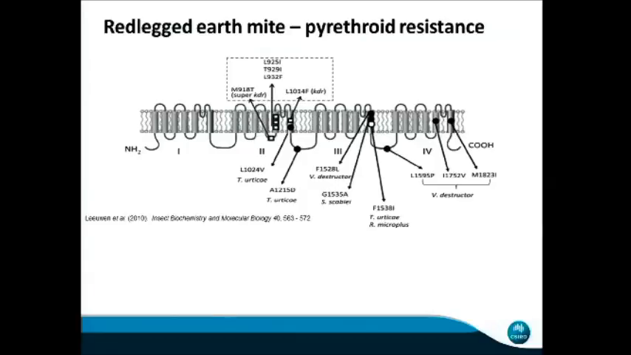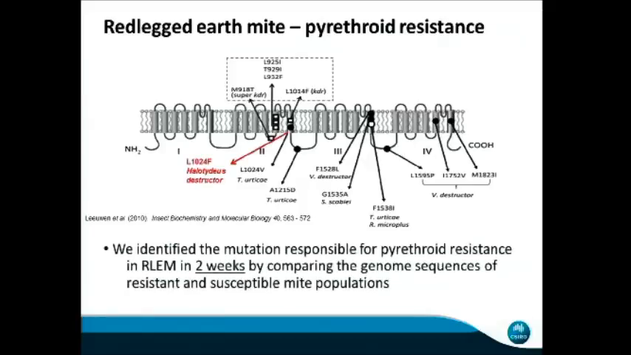So the traditional method would have been to go and use degenerate primers to try and pull out this region from the red-legged earth mite. It would have been time-consuming, would have taken quite a long time, probably. So we said, no, we know mites have a small genome, let's just sequence the whole thing. So what we did was we sequenced a pool of resistant mites and a pool of susceptible mites. And sure enough, at exactly the same location as the mutation that Grant was talking about in the two-spotted spider mite, there's another different, but similar, mutation in the red-legged earth mite. So we've essentially sequenced the whole genome to find a single base pair change.